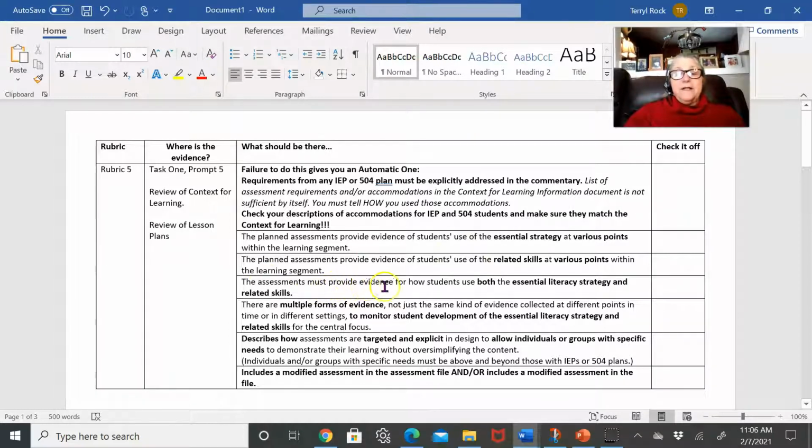Assessments must provide evidence on how students use both the essential literacy strategy and the related skills. Both, not one or the other. So you need to pay attention to that. There have to be multiple forms of evidence to do better than a 3. Multiple forms. So think about that. Do I have multiple forms of evidence? Not just the same kind of evidence that's collected at a different time or a different setting, but multiple forms of evidence. And of course, that evidence would be to monitor their development of your strategy and related skills. And if you're not in the literacy handbook, that would be your own subject-specific emphasis.